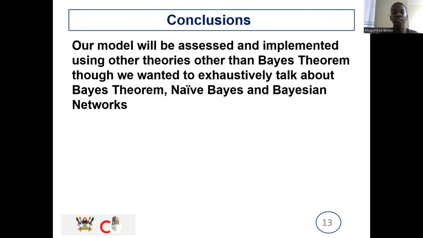So the takeaway from our discussion is that our model will be assessed and implemented using other theories besides Bayes theory. In this presentation, I just wanted to exhaustively talk about Bayes theory, naive Bayes and Bayesian networks for a better understanding of our model. As we continue within this course, in later videos we'll be discussing more concepts that we are going to apply to our project, which is going to remain the car prediction model.